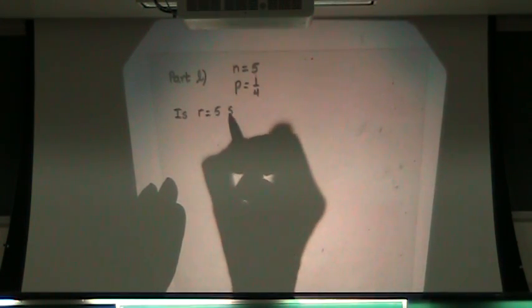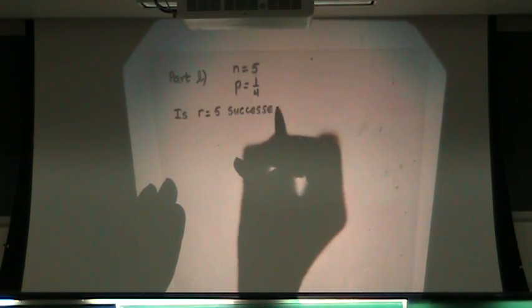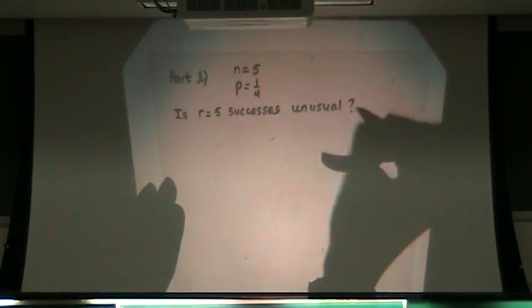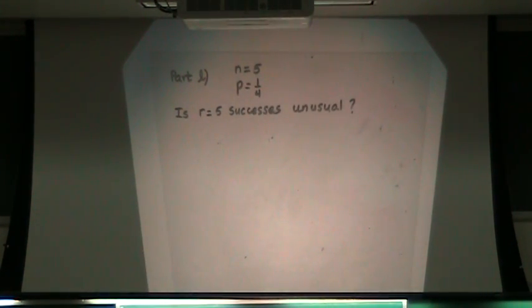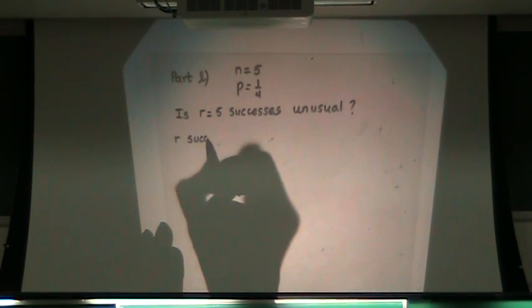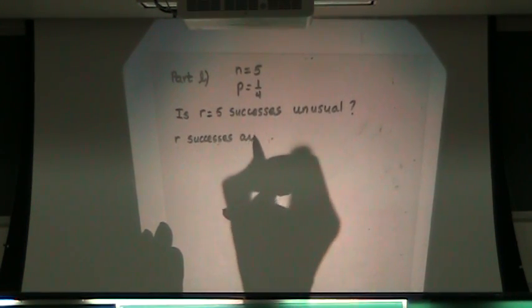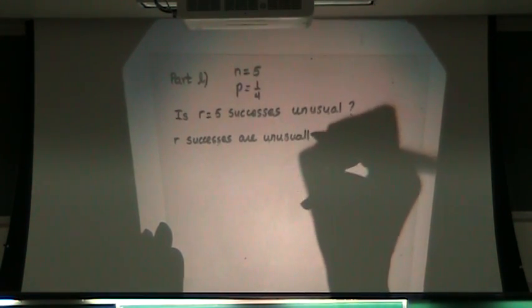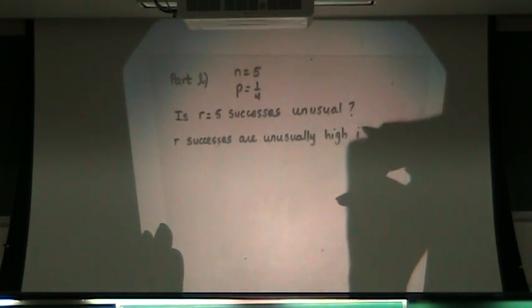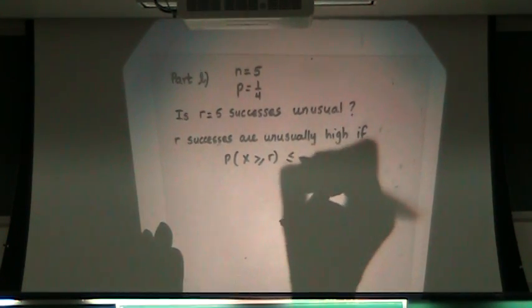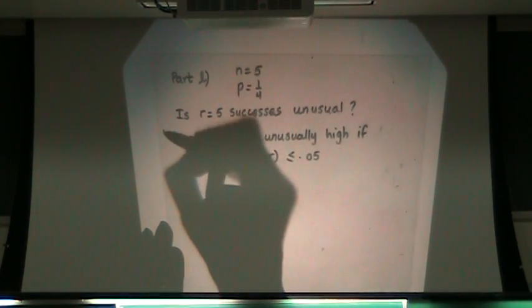And the question was, is R equal 5 successes unusual? That's the question, right? So we have a rule that says R successes are unusually high if probability x greater than or equal to R is less than or equal to 0.05. That's the rule.